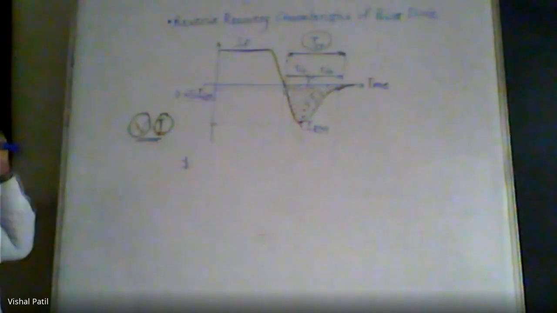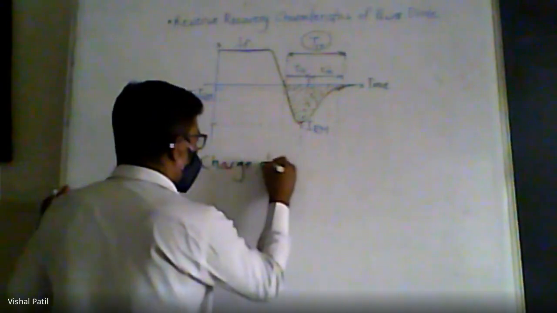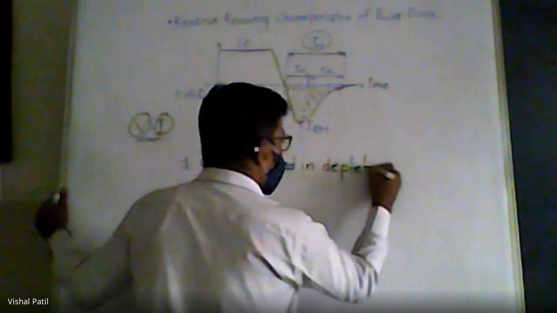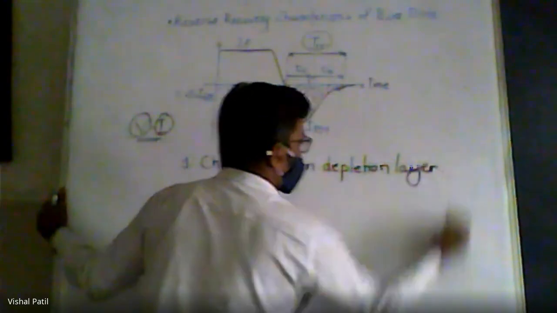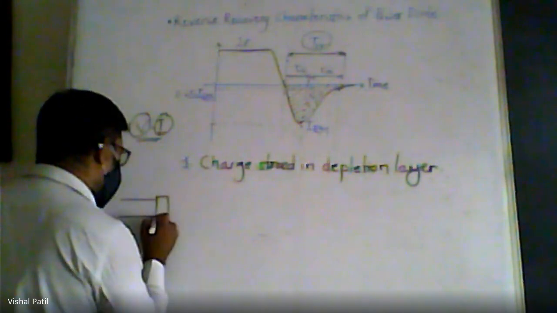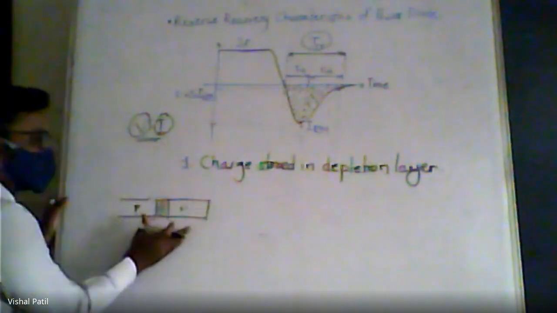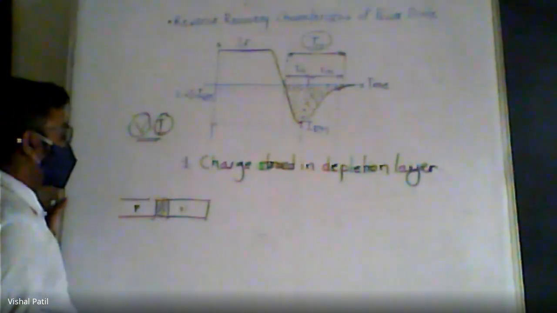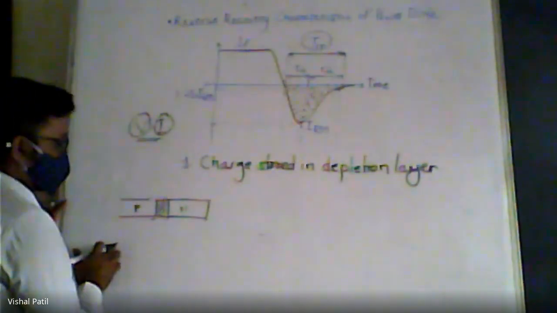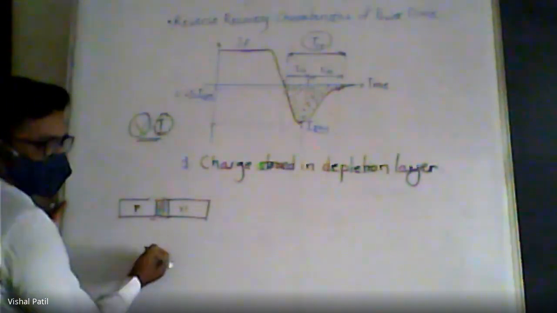In the first step, the charge stored in the depletion layer is recovered, because we know that the power semiconductor device has the depletion layer. I will show it here with this shaded part. This is the depletion layer and this is P and N. Normally this is a normal diode, but for your understanding I am just drawing this, because the structure of a power semiconductor device is something different. But you only need to understand the concept. That's why I'm drawing the normal diode structure.